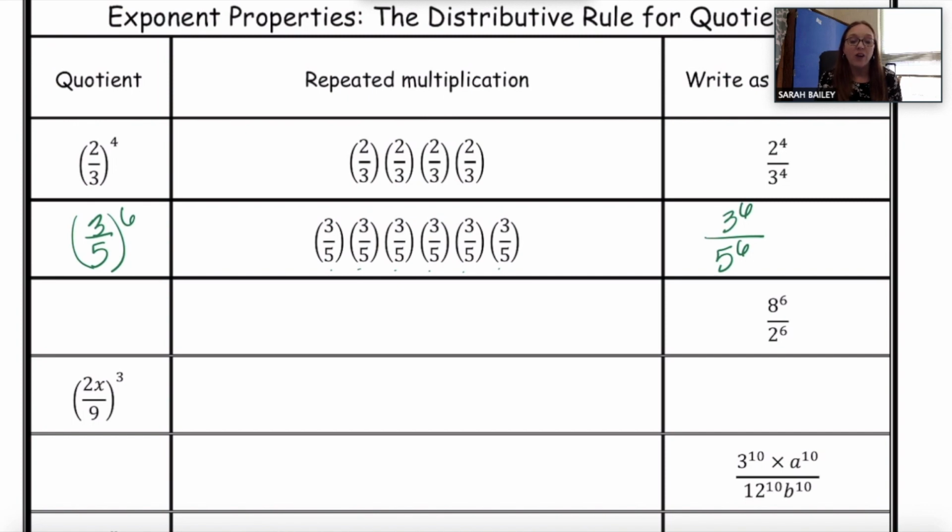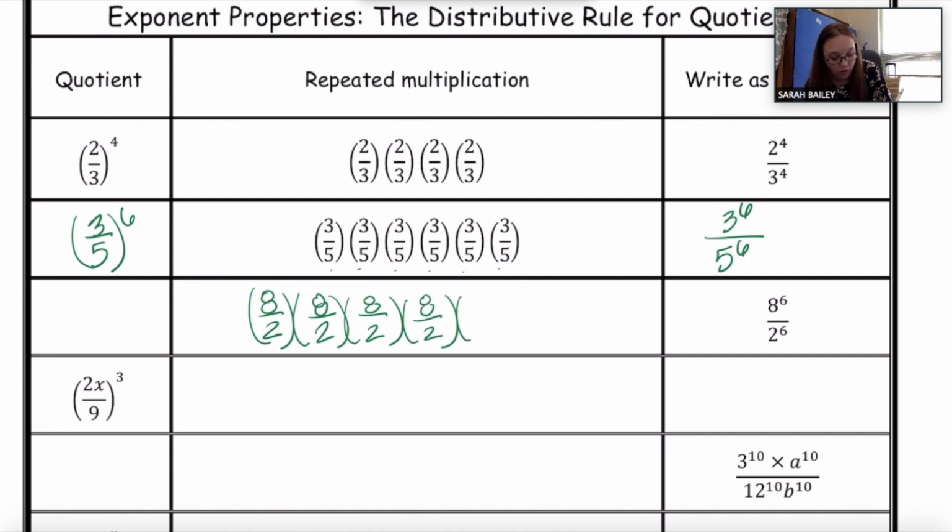The next one, they're having you work backwards. So you have 8 to the 6th power divided by 2 to the 6th power. So I'm going to have 8 over 2, 6 times. So that's 1, 2, 3, 4, 5, and 6. And so how did that start off? It must have started off with 8 over 2 all to the 6th power like that.